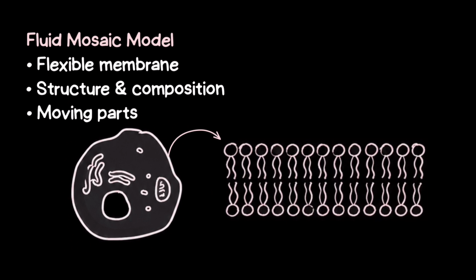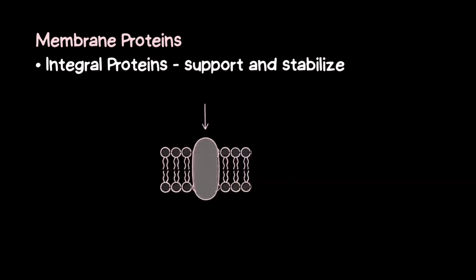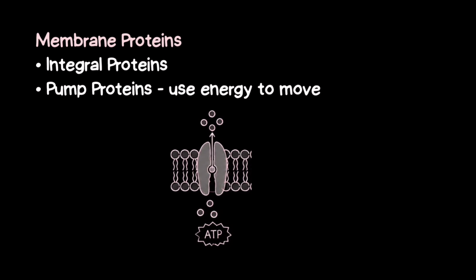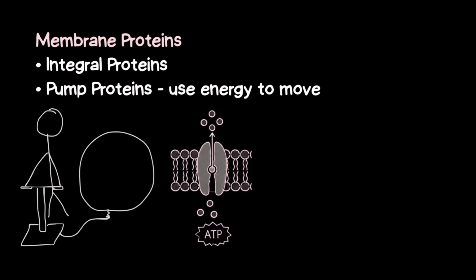To help the cell membrane perform its many functions, it contains different types of membrane proteins. Let's take a look at them. Membrane proteins are special proteins attached to the cell membrane. They help the cell transport substances, receive signals, speed up reactions, and provide support. Integral proteins help support and stabilize the membrane, like a table that keeps things steady and strong. Pump proteins use energy to move substances across the membrane, like a balloon pump pushing air inside a balloon.